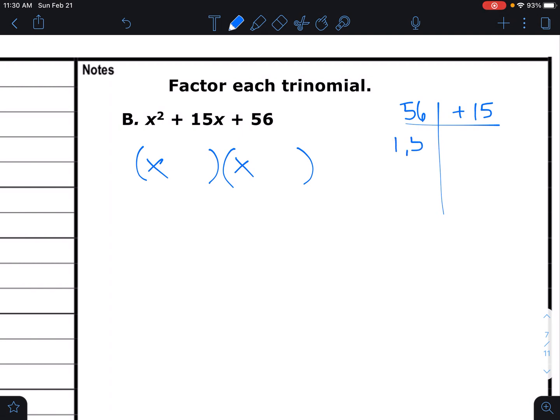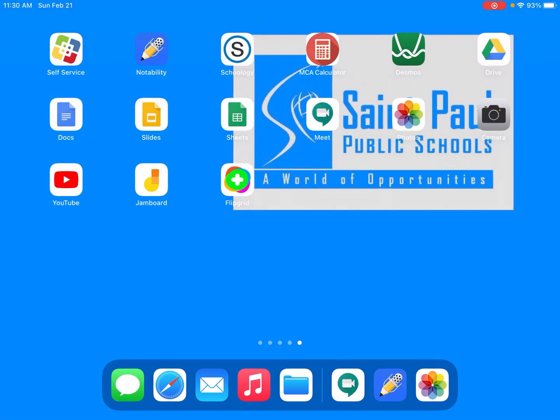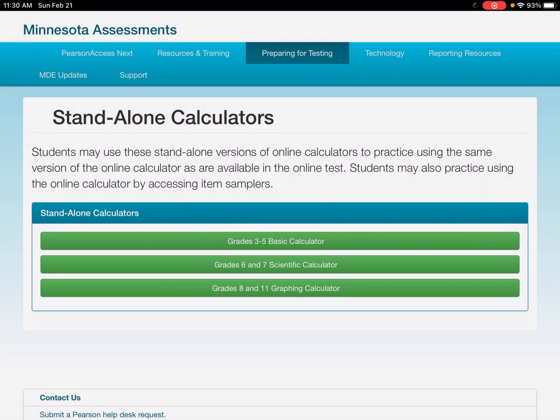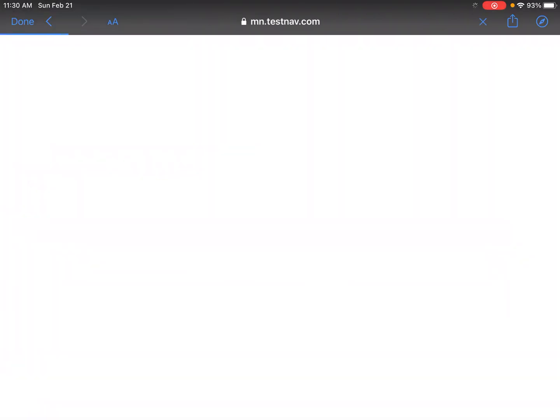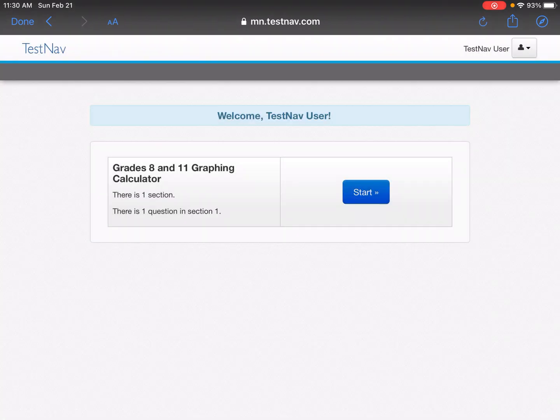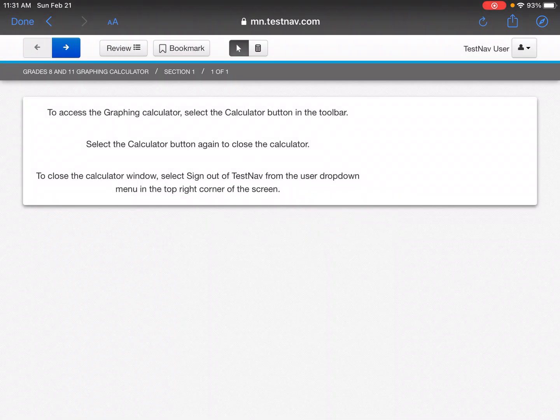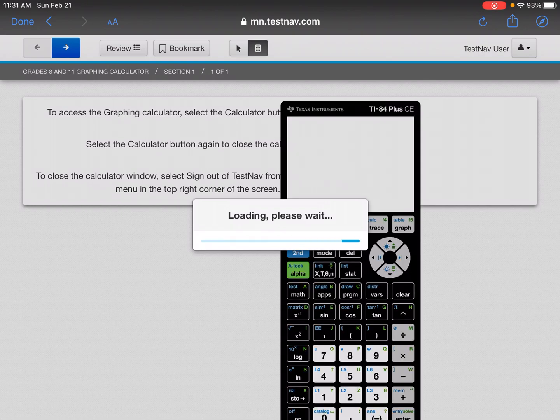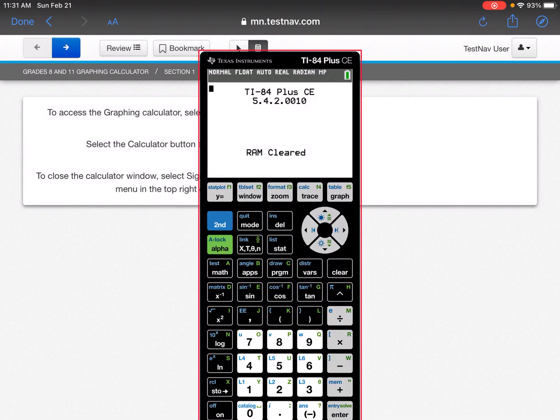Okay, so what are the factors of 56? 1 and 56. You know 2 goes in there evenly. If you're not sure whether it goes in there, you can always use your calculator. Bring it up, and you can just work backwards. Does 2 go in there? Well, it's even, so it does. 56 divided by 2 is 28.